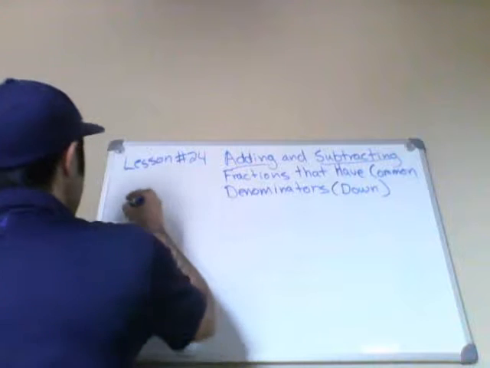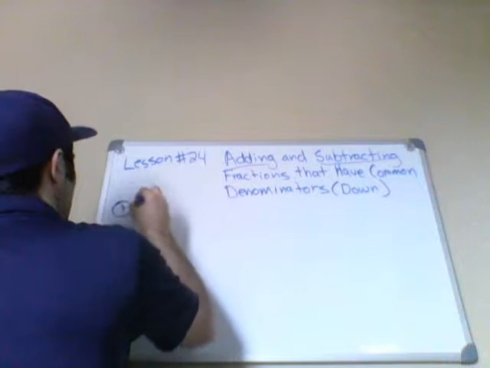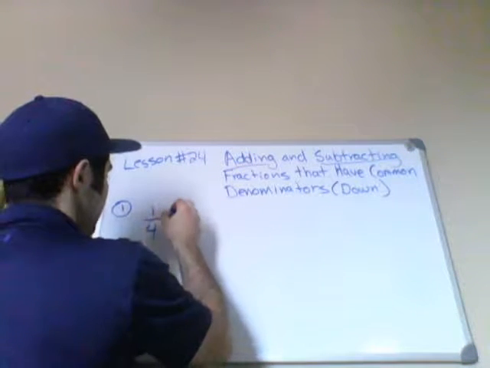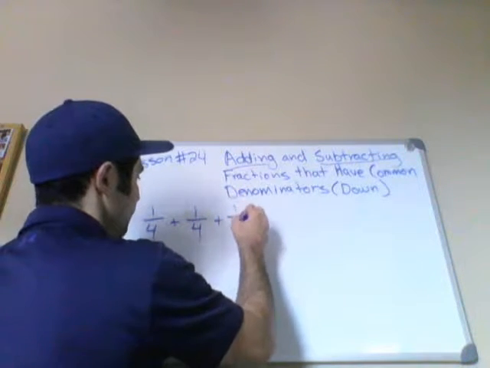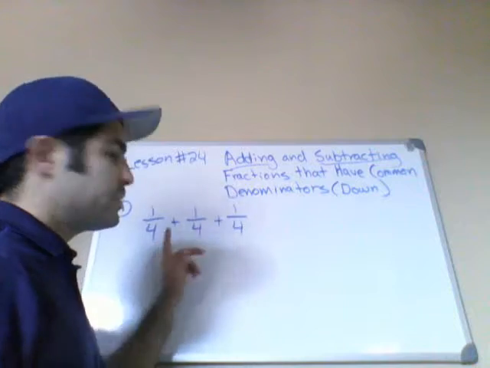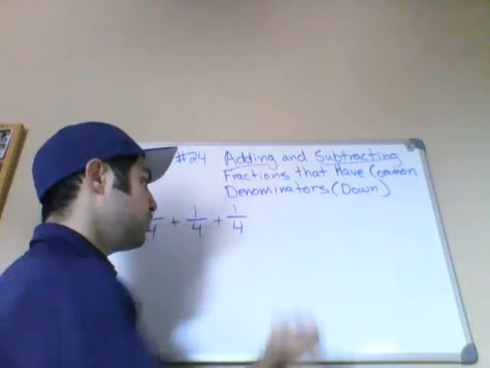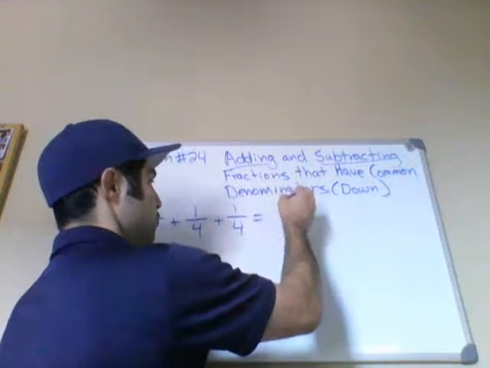Alright, let's do a couple more example problems. Example number 1. So let's say you have 1/4 plus 1/4 plus 1/4. How many fourths do you have? 1, 2, 3. So the answer to this is going to be 3 what?